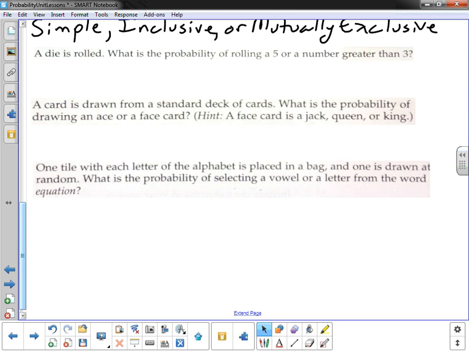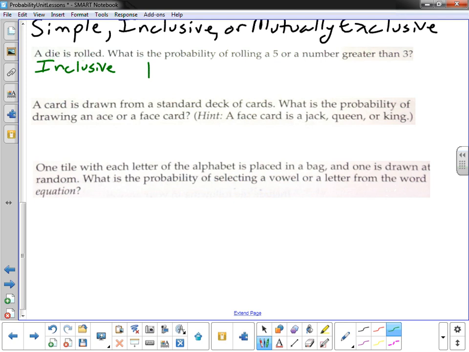Okay, it's simple if all I wanted was one event to happen. Here I have 2 possible events. So that means it's going to have to fall into inclusive or mutually exclusive. So is a 5 or a number greater than 3 inclusive or mutually exclusive? And the answer is they are inclusive, because a 5 is a number greater than 3.